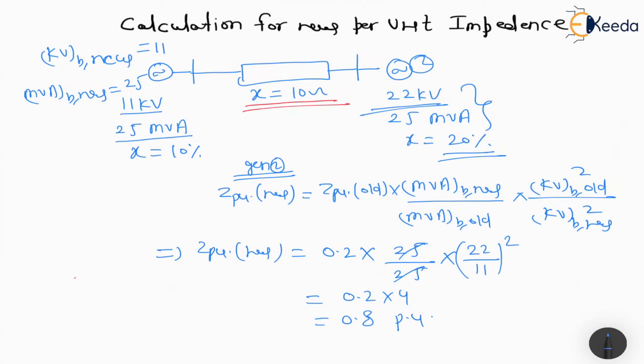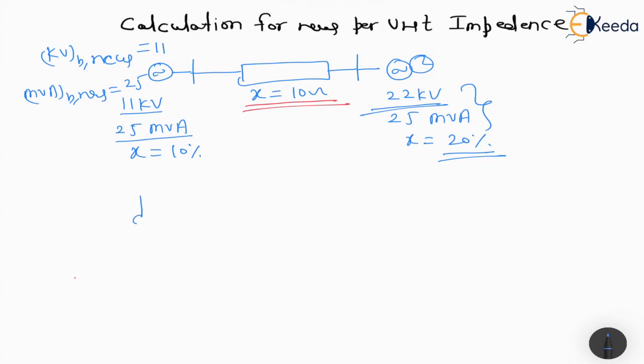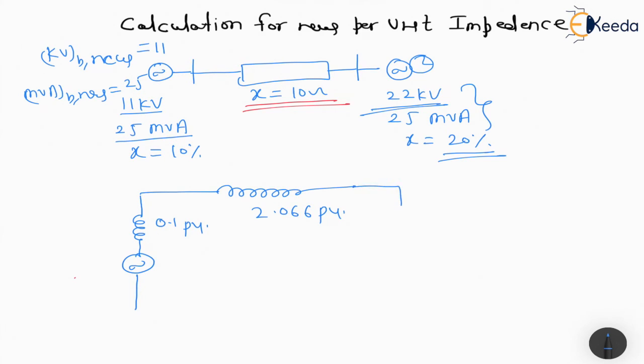Now we are going to draw the per unit reactance diagram. Here it is reactance and here it is the generator. We have calculated 0.1 pu for the generator, 2.066 pu for the transmission line, and for this impedance we calculated 0.8 pu.